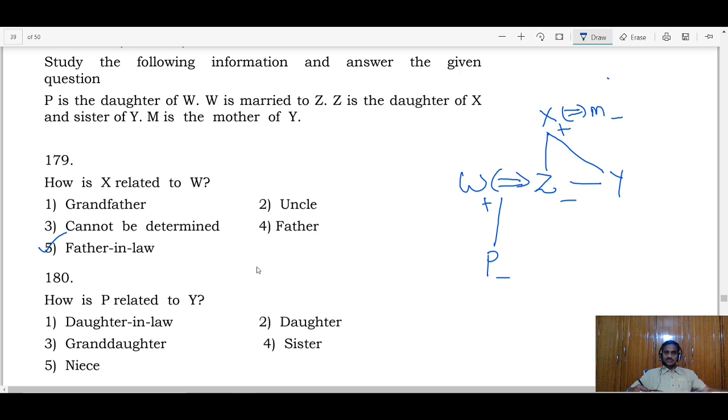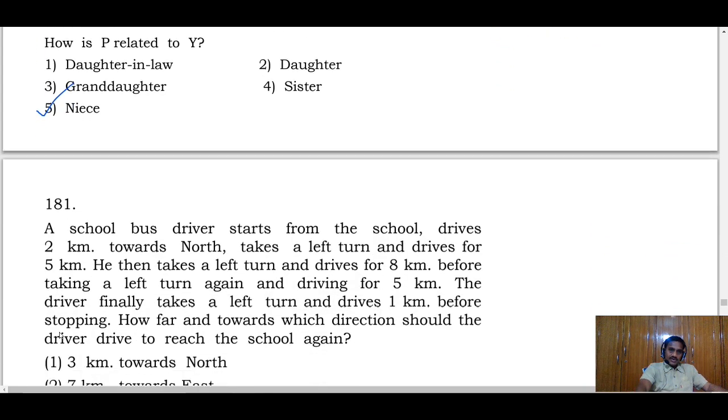Then next one, how is P related to Y? Y is the sister's daughter. Sister's daughter is niece. Niece, that is choice 180. So choice 5 is the answer. 181.